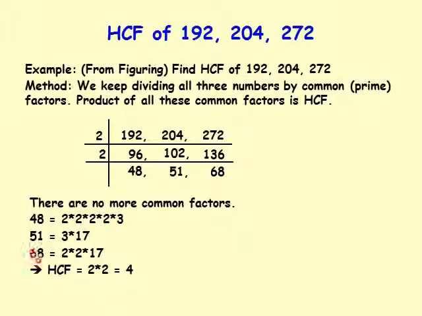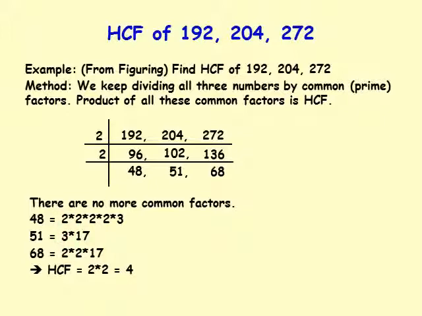Now let's look at 68 here. 68 is 2 times 2 times 17, which is 17 times 4. 2 is a common factor in 48 and 68, but 2 is not a factor of 3 times 17. And 3 is a factor in the first two numbers, 48 and 51, but it's not a factor of 68. So there is no factor which is a factor of 48, 51, and 68.